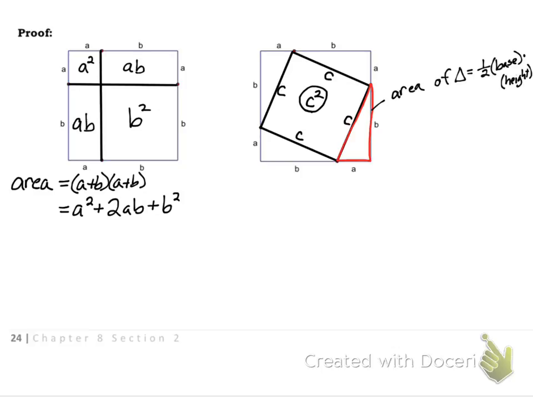Just for the sake of everything coming out even, I'm going to call this my base, because whatever is on the bottom is your base. So that means the height of my triangle would be B. So the area of this particular triangle is 1/2, my base is A, my height is B. How many of those did I say I had? 4. I have 4 of them.